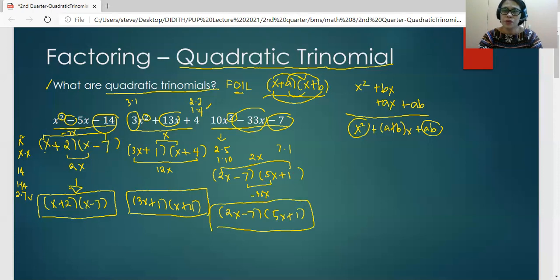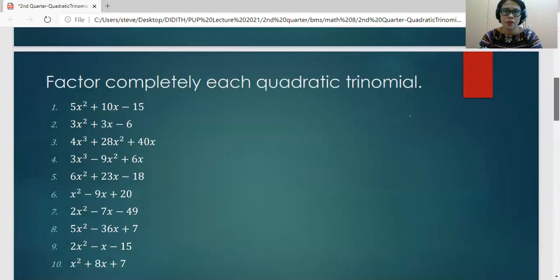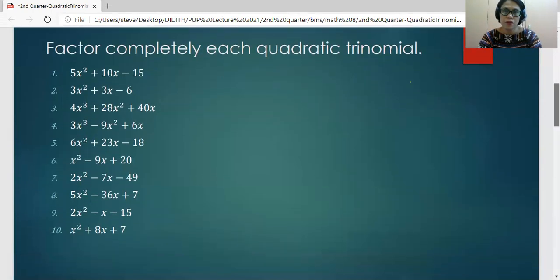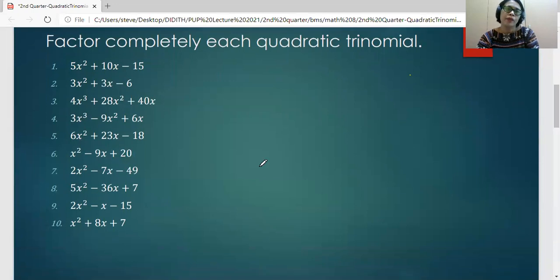Okay, so more factors here, more quadratic trinomials to be factored. Now, if you see, class, that in the quadratic trinomial we have a common factor among the three terms, the best thing that we can do is to move out that common factor. For instance, in number 1, 5 is common to all the terms. So we will divide all the terms by the common factor, which is 5. And that 5 would become one of the factors then.